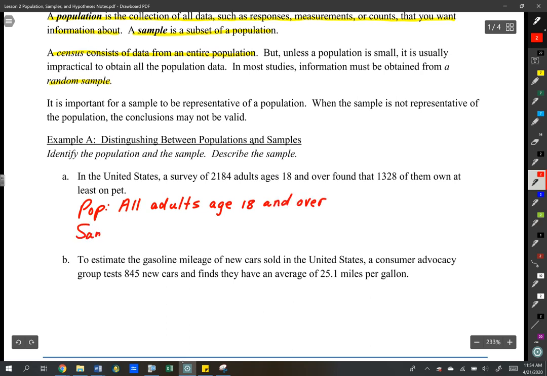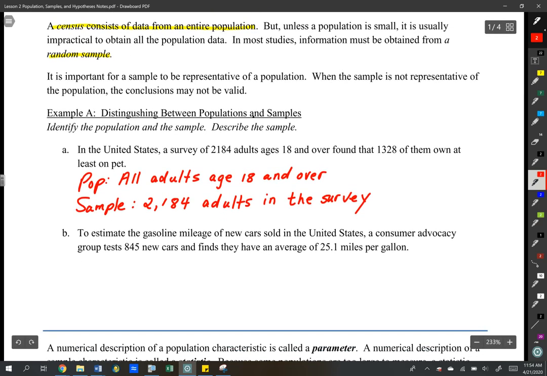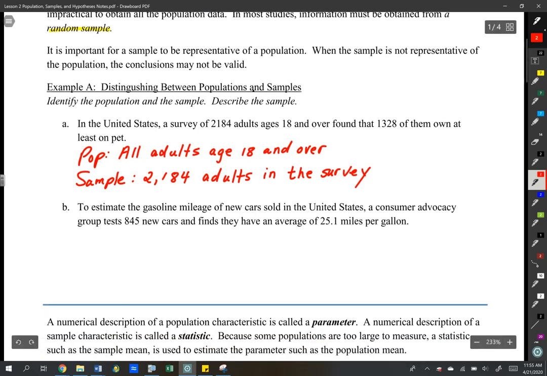And what is the sample? In this case, the sample is the 2,184 adults in the survey. All right. If we were to describe the sample, in this sample, we have 1,328 adults that own a pet, and the rest of the people do not own a pet. You don't have to write out describing the sample. All right, let's take a look at the next one.